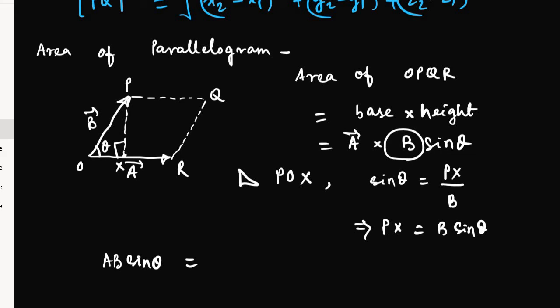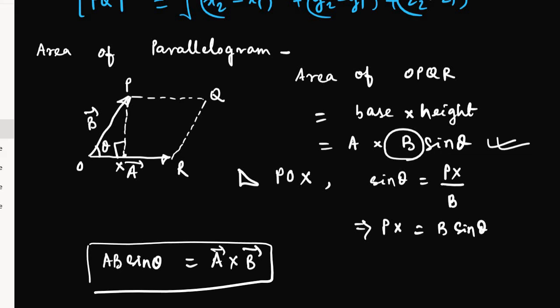You must not give the vector sign here because we are taking the absolute value of it. That's why. So if I am telling the area of a parallelogram is actually AB sine theta, as we found out here, it is actually the cross product of the two vectors, which we can simplify and we know it. So this is the area of a parallelogram which we can see from here.